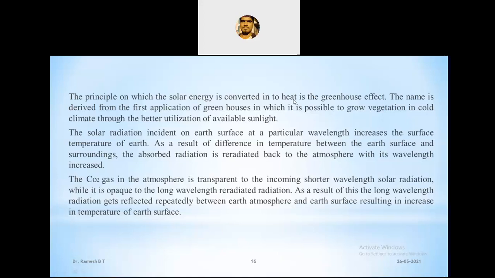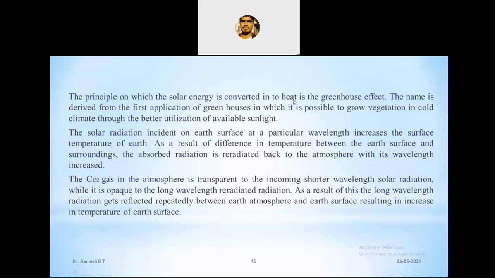So let us take an example, a glass. Glass easily transmits the shorter wavelength radiation, which means it poses little interference to incoming solar radiation, but it is a very poor transmitter of longer wavelength radiation. Glass won't transmit the longer wavelength, it only transmits the shorter wavelength. Shorter wavelength means visible light.